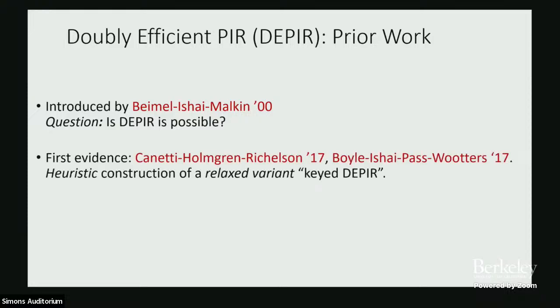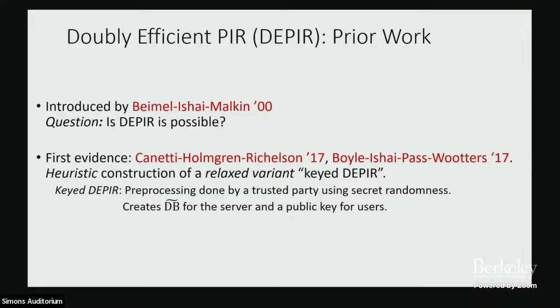So it was really unclear which way the answer would go. And that changed in 2017. There were two works that I think finally gave the first evidence that this is likely possible. What they did was give heuristic constructions of a relaxed variant, not quite the variant I told you about, but a relaxed variant that I'll call keyed doubly efficient PIR. So what does that mean?